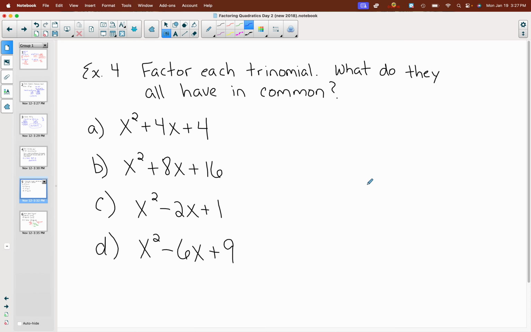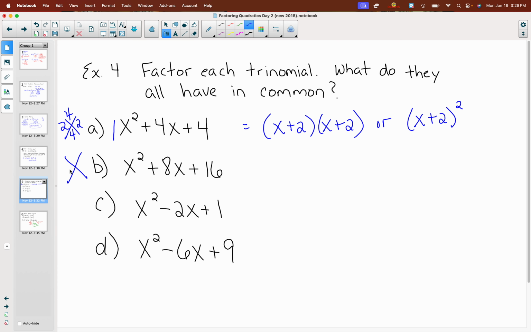Now we're going to take a look at this one, and we're going to factor each trinomial. Notice that the leading coefficient is always a 1 here on all of these, so I don't really need to use the box, and I'm going to do that as a shortcut and just do a diamond problem. So here, my product is 4, my sum is 4, so my numbers have to both be 2. So I get x plus 2 times x plus 2, or I could call that x plus 2 quantity squared.